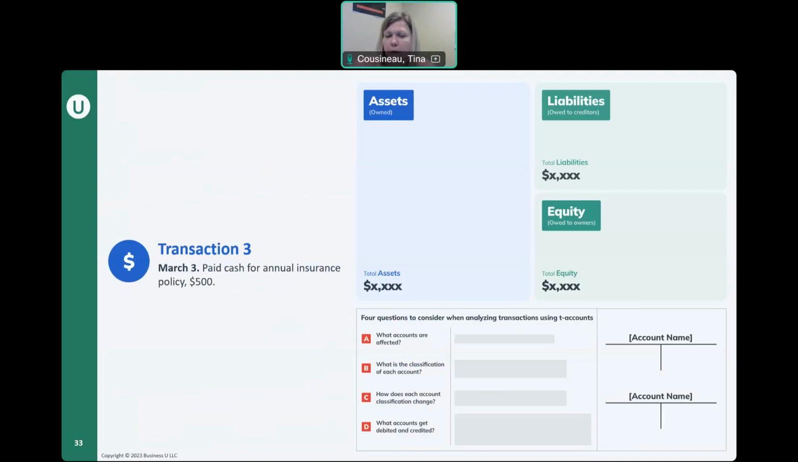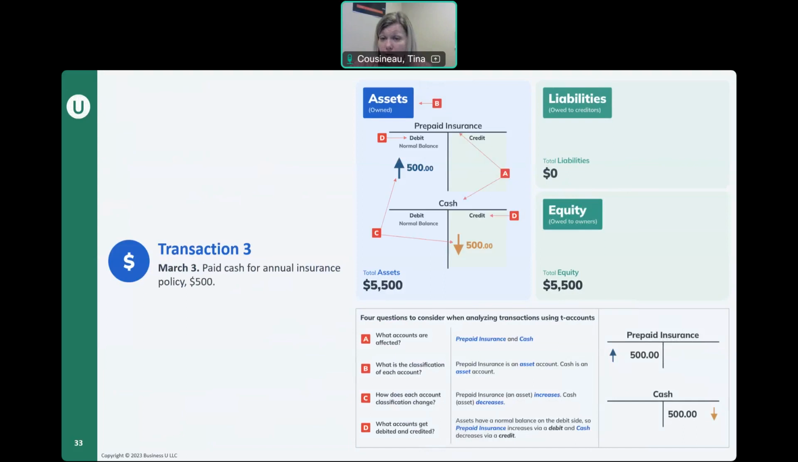An annual insurance policy. So I'm paying for insurance for the future, right? So you kind of prepay insurance in case something happens in the future. It doesn't happen at the time the insurance ends. So an annual insurance policy would be prepaid insurance. So since I have that prepaid insurance on the books, and it hasn't expired yet, it's considered an asset. It's considered an asset until it's used. So our two accounts that are impacted are cash and prepaid insurance.